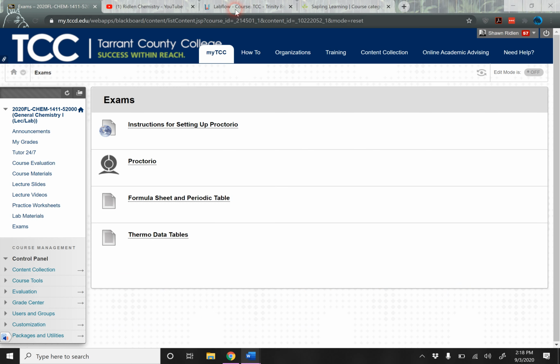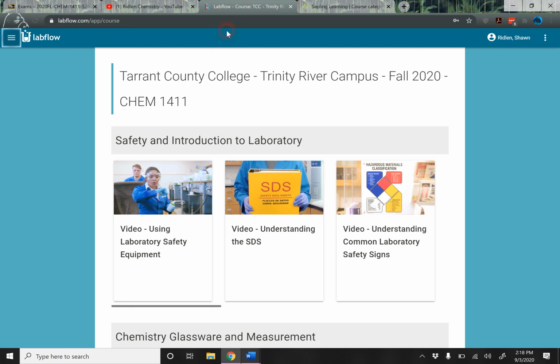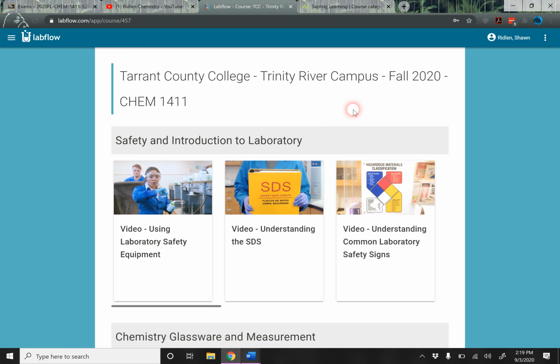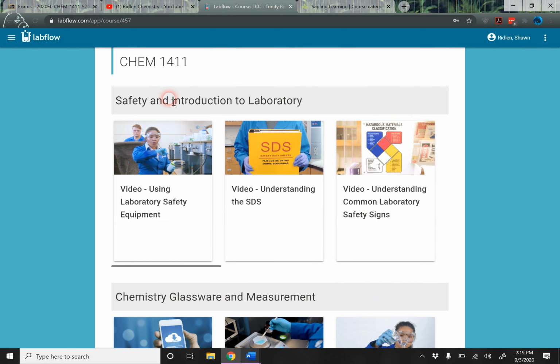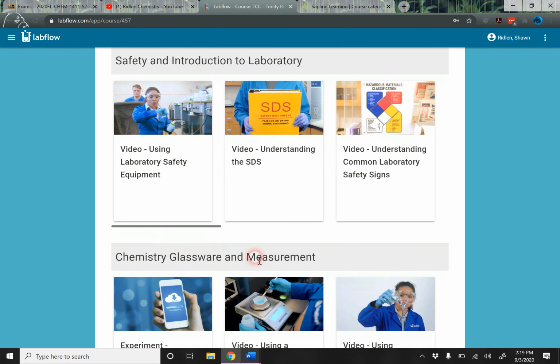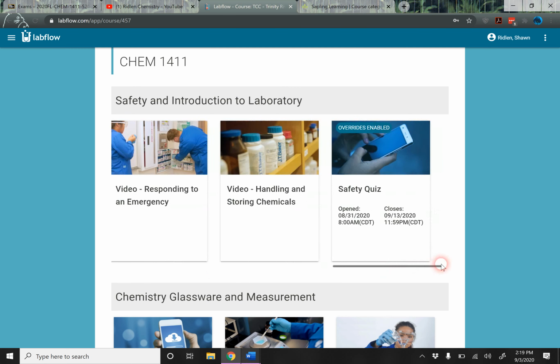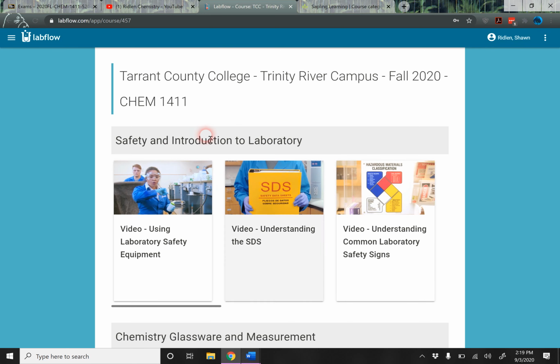Okay, and then just real quickly, if you come to LabFlow, let's just go back to labflow.com. Once you log into LabFlow, this is the course you're looking for. So Tarrant County, Trinity River Campus, Fall 2020, and then Chem 1411. Once you get in, this is what it should look like. So you should see the safety, and then chemistry, glassware, and measurement. And then you'll have a little scroll bar here where you can go over and see everything. So this is what your LabFlow should look like.